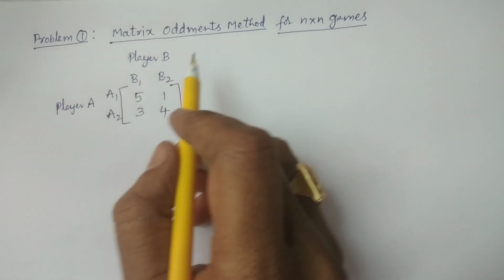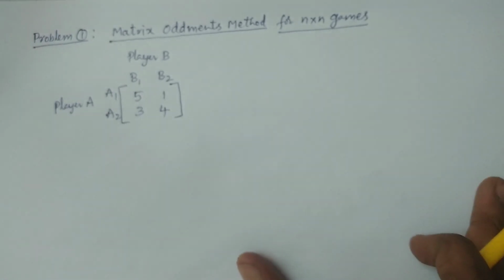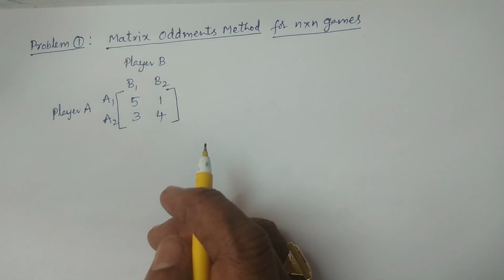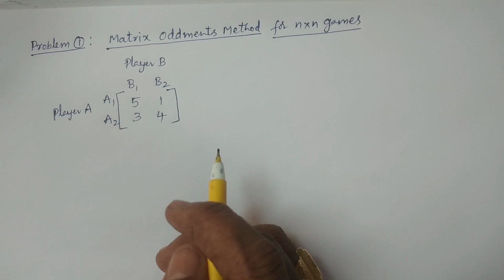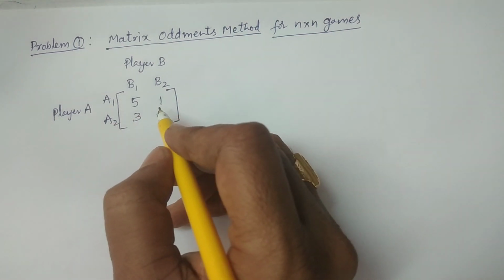In this class, I explain one of the problems in the matrix oddment method for n by n games. For any particular game, to apply any kind of method, before that you have to check whether the saddle point exists or not. Now we calculate the saddle point.